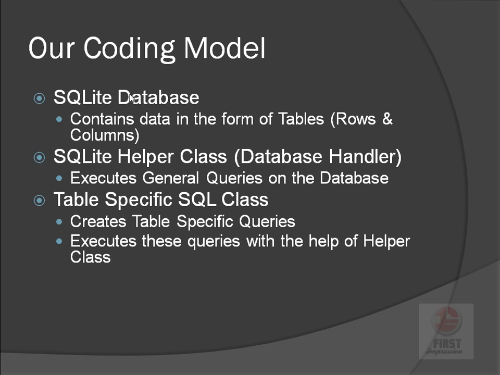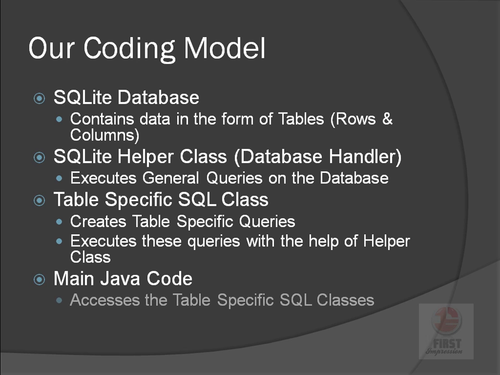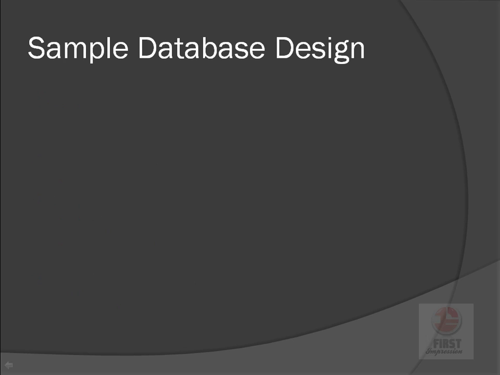So you have the SQL database, the helper class, and the table specific SQL class. The table specific SQL class will create the queries and execute them with the help of the helper class on the database. And then you'll have the main Java code, which will access the table specific class to access the database.